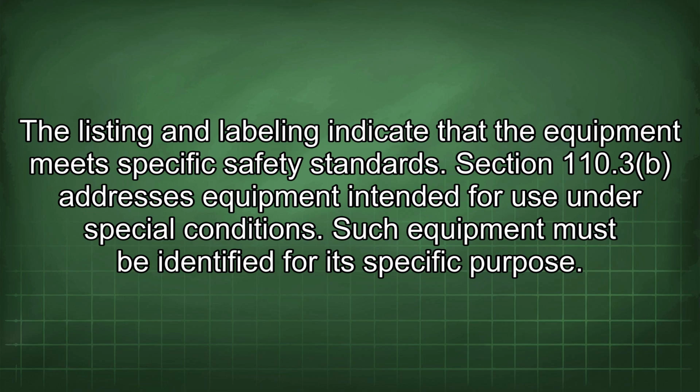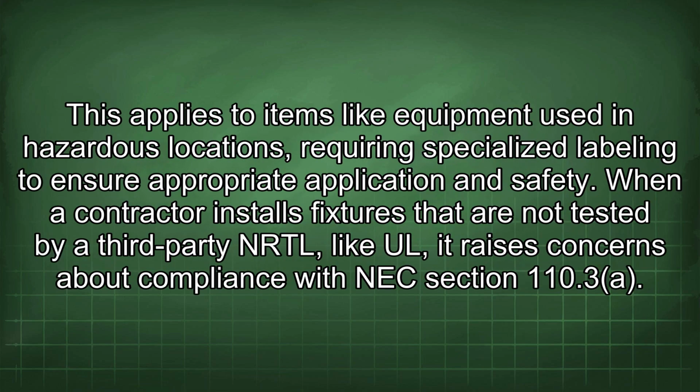Section 110.3 also addresses equipment intended for use under special conditions. Such equipment must be identified for its specific purpose. This applies to items like equipment used in hazardous locations, requiring specialized labeling to ensure appropriate application and safety.